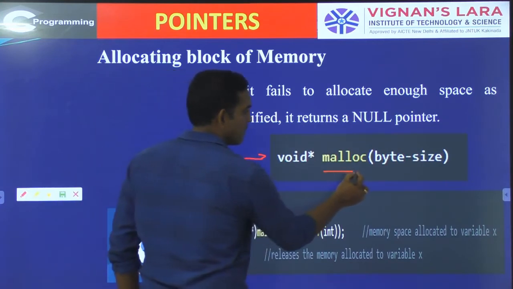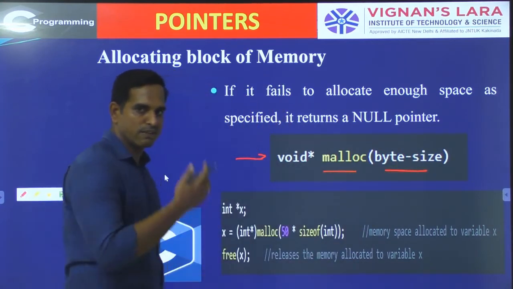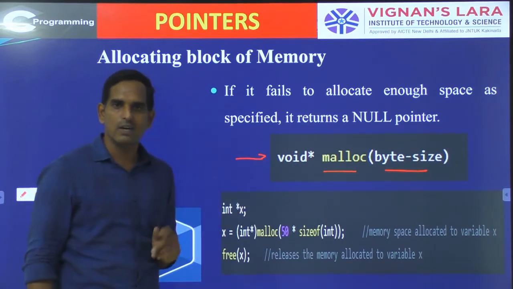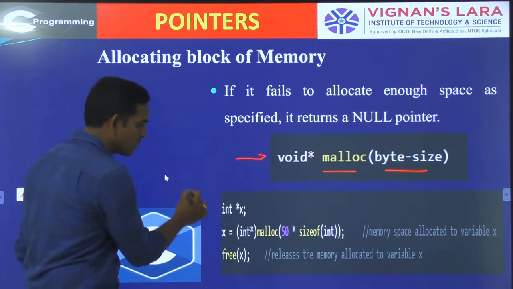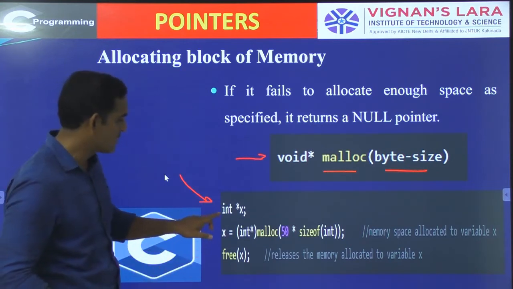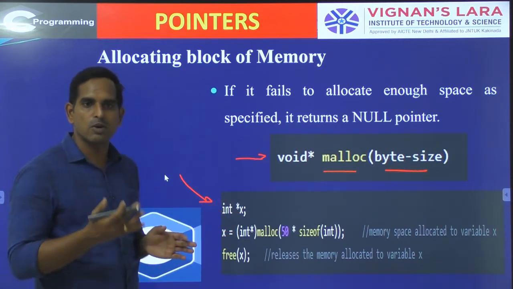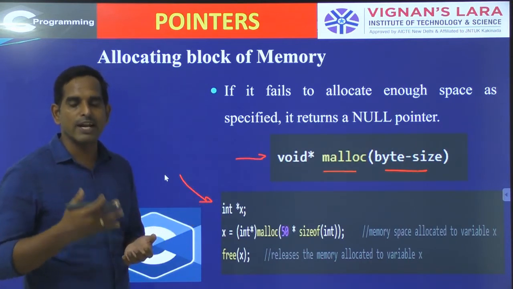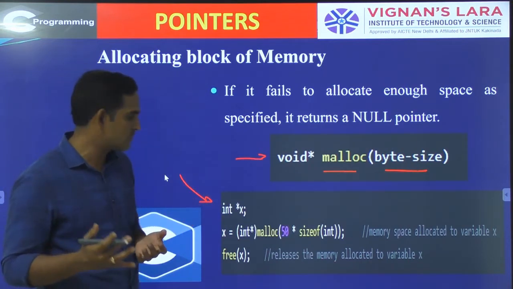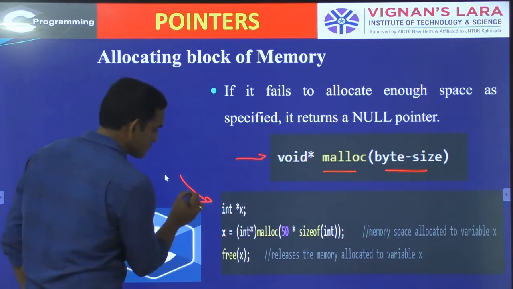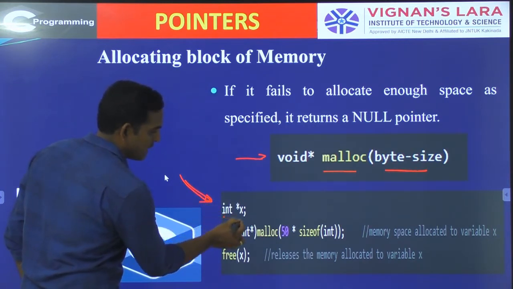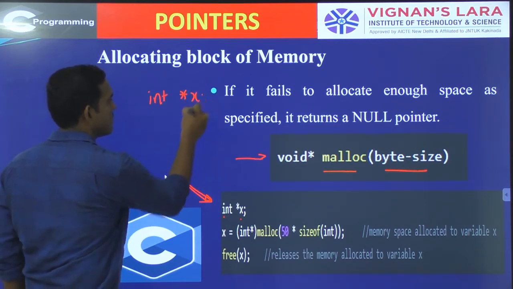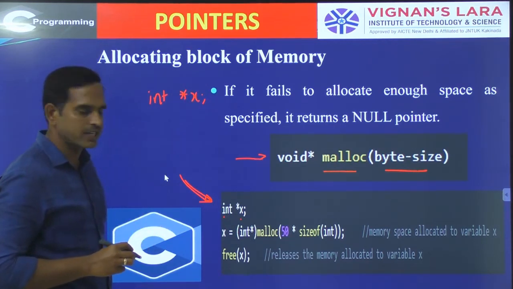The basic syntax of your malloc will be in this manner. That is, malloc, the byte size. If I want 50 bytes, I will specify 50, and it will return a void pointer. So in the program, you can use the same thing. If your particular program is used for integers, that is, I am trying to allocate memory for integers, I am first creating an integer pointer x.